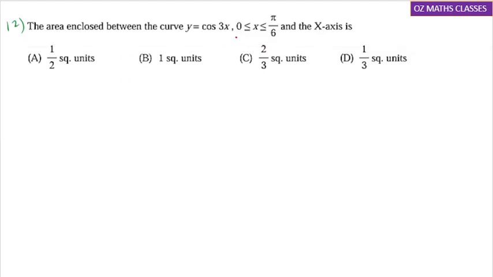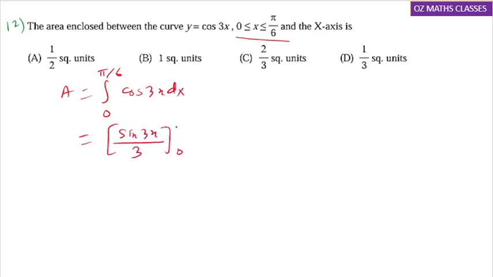So here directly from 0 to pi by 6 we have to find the integral of cos 3x. The integration of cos 3x is sin 3x upon 3, from 0 to pi by 6. Keep 1 by 3 out and first replace x by pi by 6.